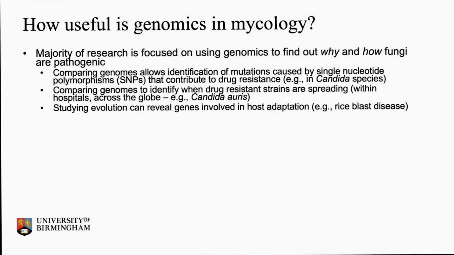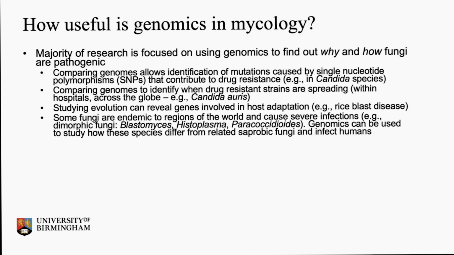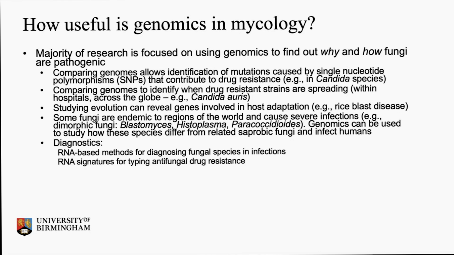We can study the evolution of genes involved in host adaptation. Some fungi are endemic to specific regions of the world and cause quite severe infections, so thinking Blastomyces, Histoplasma, Coccidioides, Paracoccidioides, Sporothrix. Genomics can be used to study how these species differ from non-pathogenic varieties and how they've evolved to infect humans.